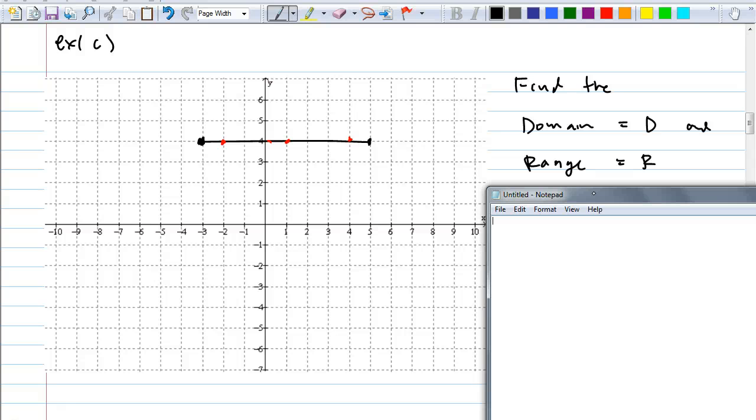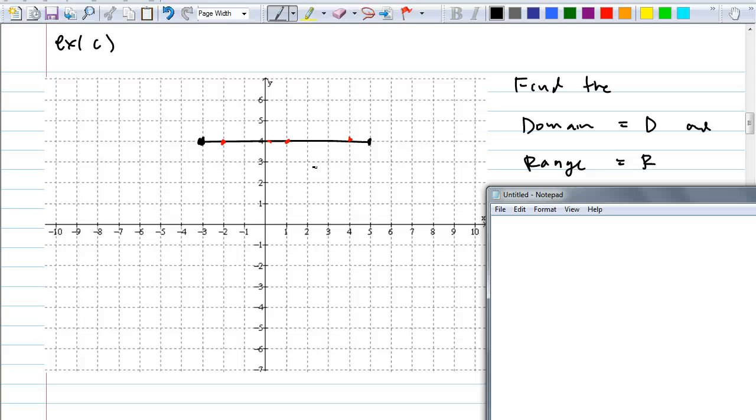Okay, so by the way, do I need all these red dots? They're included in this segment, right? So you don't have to worry about those red points. They're included in this segment. So what's my domain? Sarah, what did you write down? How many domains do you think I have on this? What did you write down for your domain, first of all?